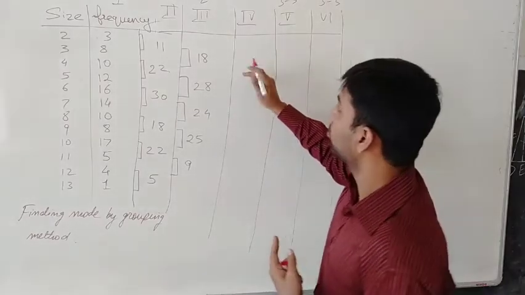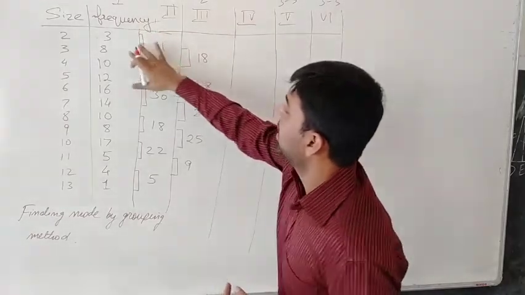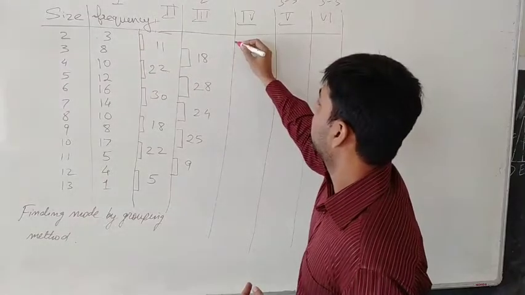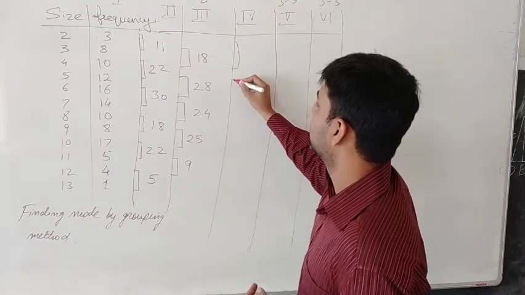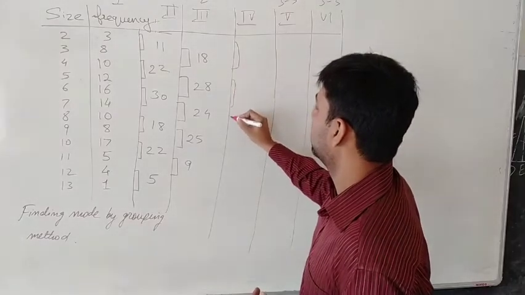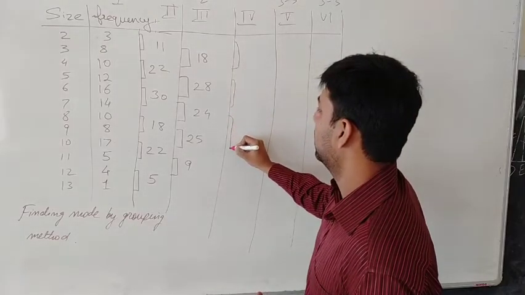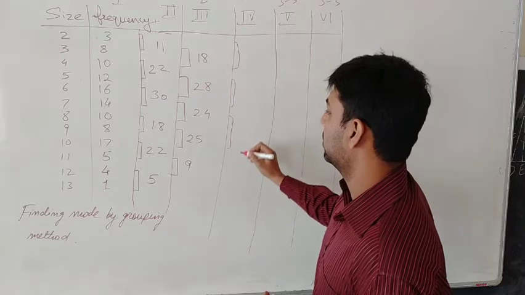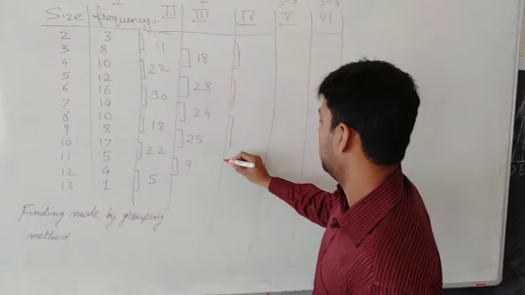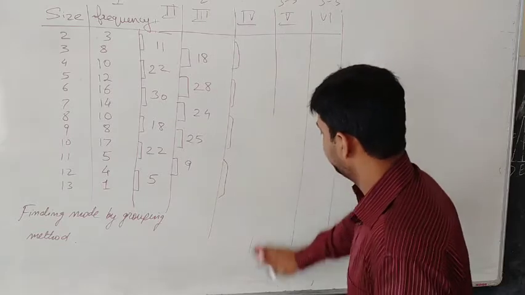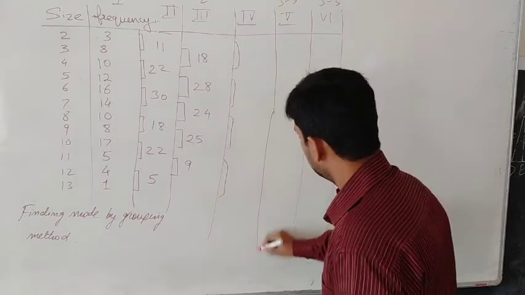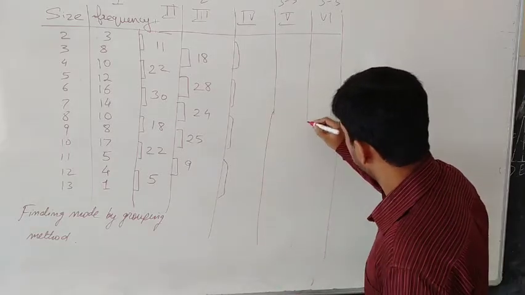Okay. So now pairs of 3 means 3, 8 and 10. It will be like this: 3, 8 and 10. And 12, 16 and 14. Then 10, 8 and 17. Then 5, 4 and 1. It will be like this. Let us make it a little bit straight.